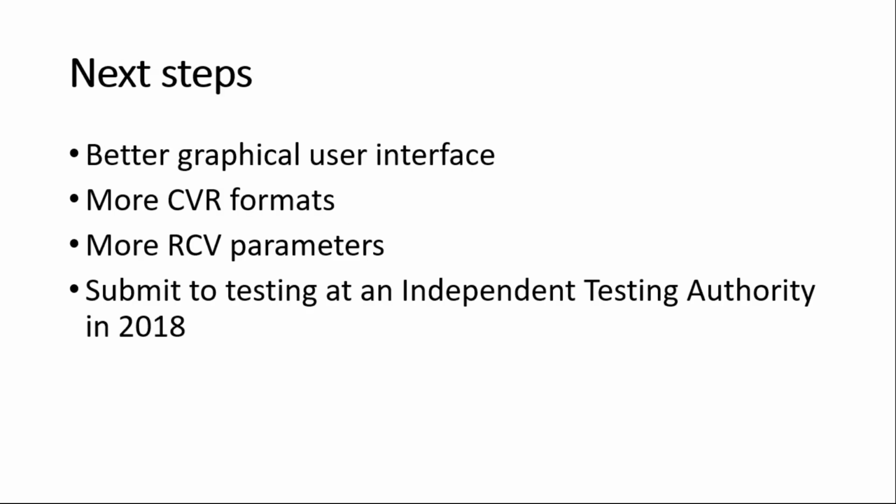So the next steps for our tabulator are to improve the graphical user interface to make it easier to run, easier to configure elections. We want to make sure we've got all of the cast vote record formats currently being used programmed into our system. We think we're there. And if there's any ranked choice voting parameters that we haven't already programmed in, we'll make sure we have them. We'll do more testing. And then the exciting step is that our intention is to submit the software to an independent testing authority this year, so that when we make this free open source software available to election officials, it will have the stamp of independent testing authority.